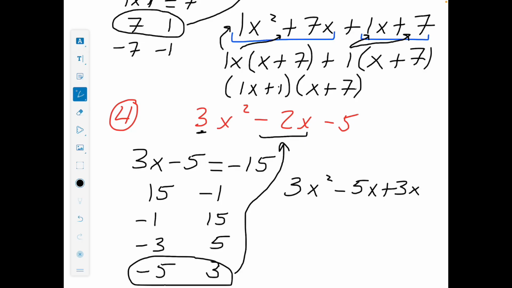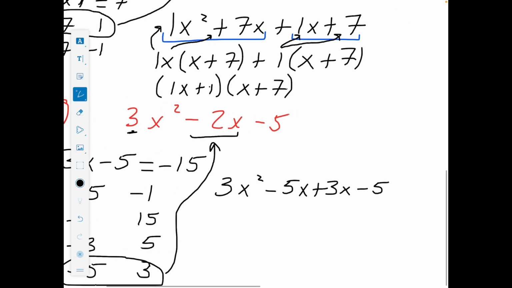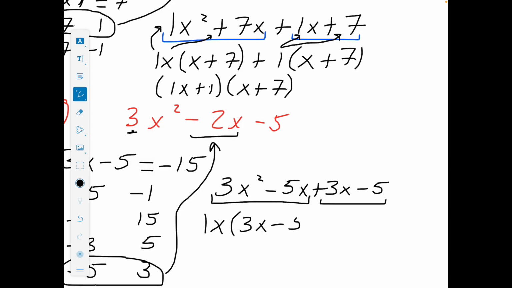So we're going to write out our question. So we'll have 3x squared, and instead of writing that minus 2x, we're going to write minus 5x plus 3x minus 5. Usually it doesn't matter what order you put those in. And now we're back to grouping. So we're going to take the first two together and then the second two together. Biggest number that will divide into 3 and 5 is 1. Any letter in common, they both have an x. So we have 1x, we want to make 3x squared, so you'd multiply by 3x. And we have 1x, we want to make minus 5, so you'd multiply by minus 5.